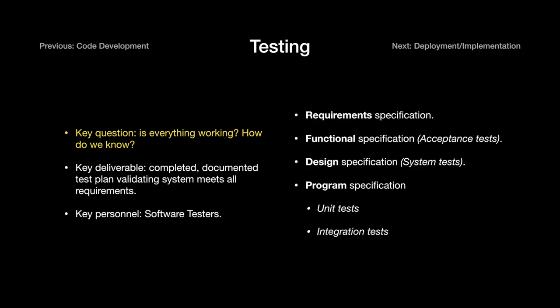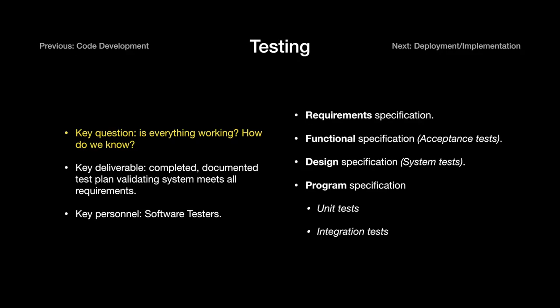Software testers produce a completed test plan, containing a requirement specification, which proves the system meets the requirements in the requirements document, a functional specification, which proves the system does the job for users it's meant to do, and this is measured by acceptance tests, hence the idea that the user is accepting the specification. Then there's a design specification, which proves the system meets the design solution that was laid out in the design phase.